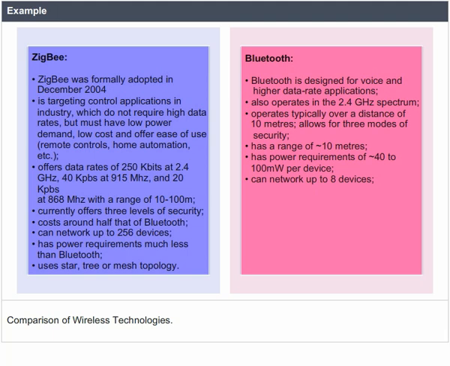Bluetooth is designed for voice and higher data rate applications. Also operates in the 2.4 gigahertz spectrum. Operates typically over a distance of 10 meters. Allows for 3-mode security. Has a range of 10 meters. Has power requirements of 40 to 100 milliwatts per device. Can network up to 8 devices.